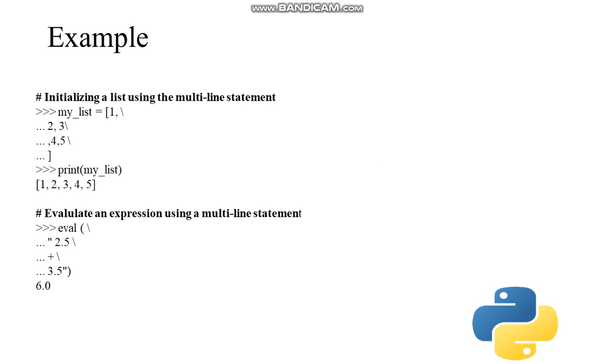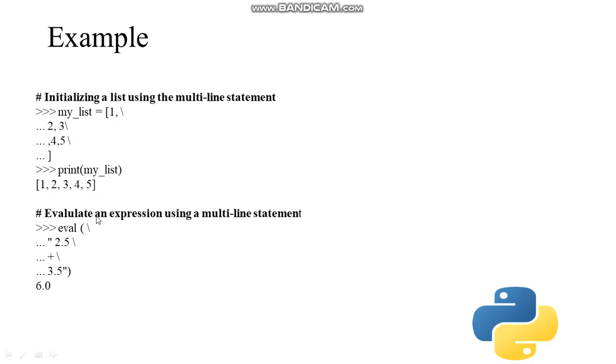For example, I'm declaring a list, my_list, and I'm taking the elements as 1 backslash, I'm writing a new line 2, 3 backslash, I'm writing a new line 4, 5. While printing my_list, it will consider it as one list only.